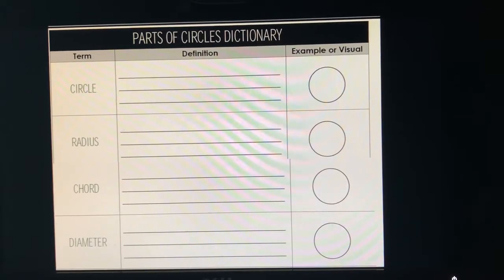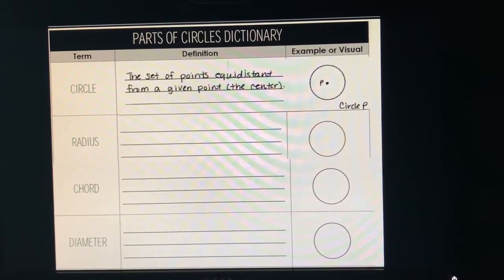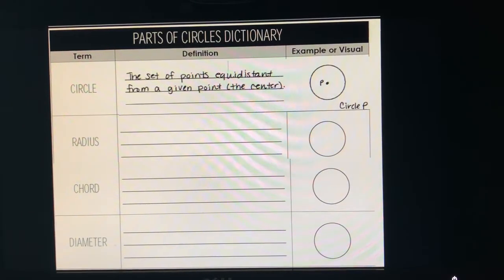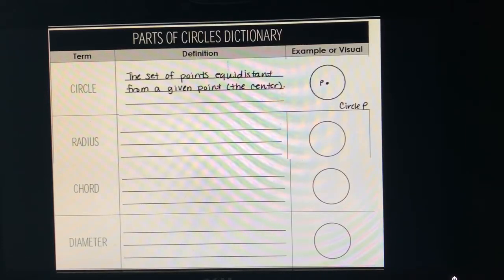So a circle, by definition, is a set of points that is the same distance from a given point. The term equidistant means same distance. If we look at the picture, the center of the circle has a point, and next to it is a letter, and that's how we identify the circle, by the letter of the center point. So in this case, it's called circle P.